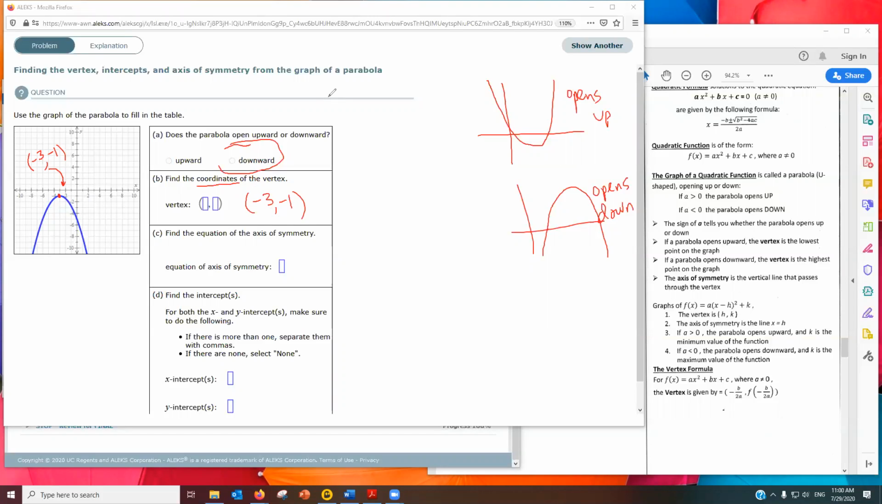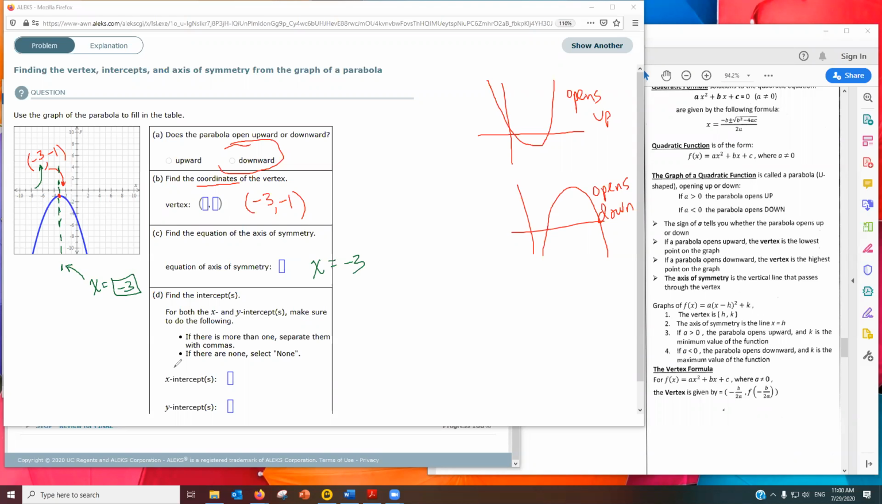All right, now they want the equation for the axis of symmetry. Well, remember, the axis of symmetry is the vertical line that goes through the vertex. So they're asking me for the equation of this green vertical line here. Well, a vertical line is always x equals a number. The number to use is whatever the x value of the vertex was. In our example, it's -3. So the answer here is going to be x equals -3.